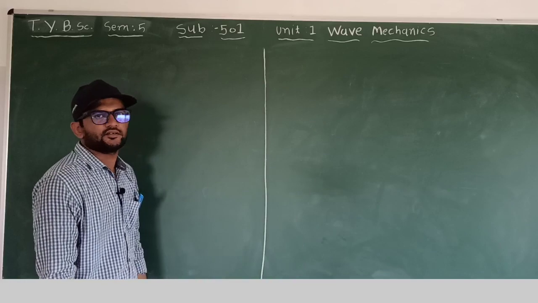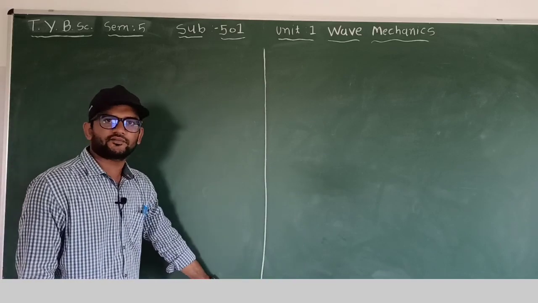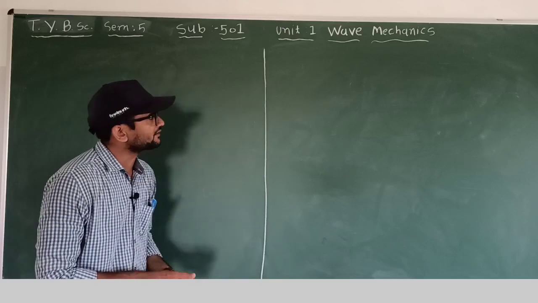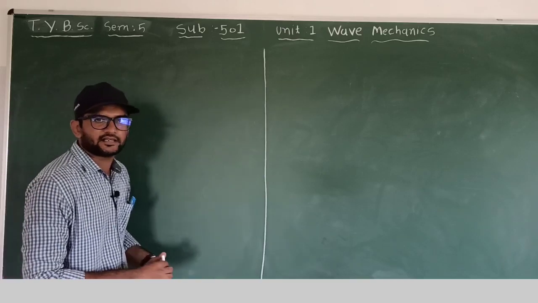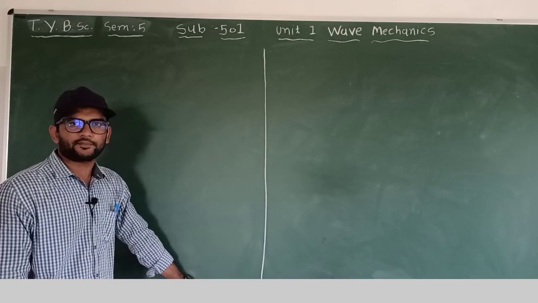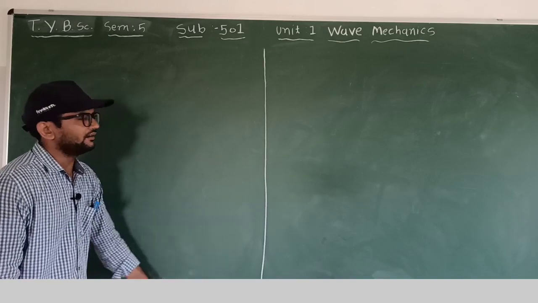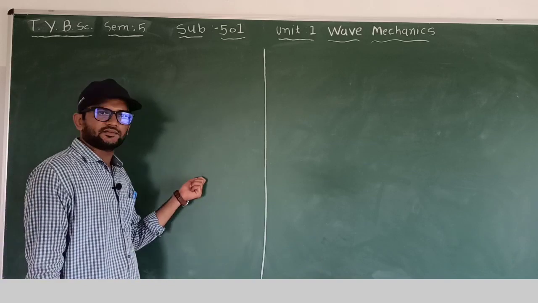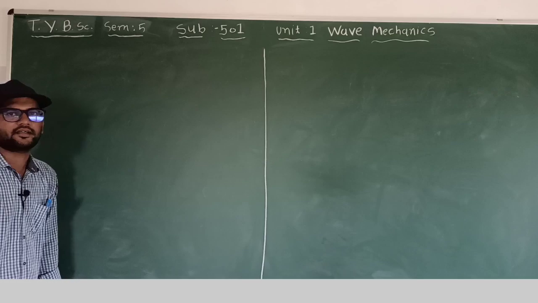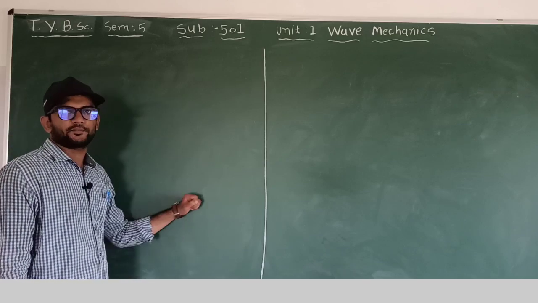In our previous videos, we studied the eight different types of operator. First one is addition and subtraction operator. Second one is multiplication operator. Third one is linear operator. Fourth one is vector operator. Fifth one is Laplacian operator. Sixth one is momentum operator. Seventh one is Hamiltonian operator, and last one is commutator operator.